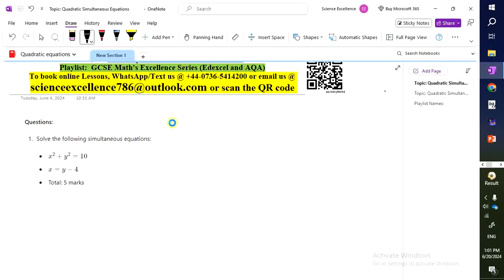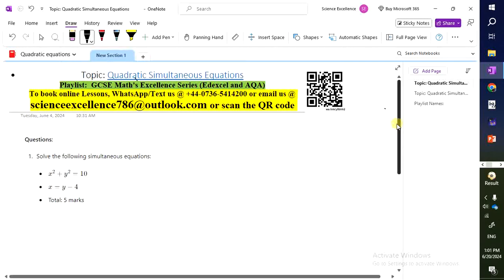Today our topic is quadratic simultaneous equations, and the first question is: solve the following simultaneous equations. Equation number 1 is x squared plus y squared equals 10, and the second equation is x equals y minus 4. The first equation is a quadratic equation and the second one is linear.